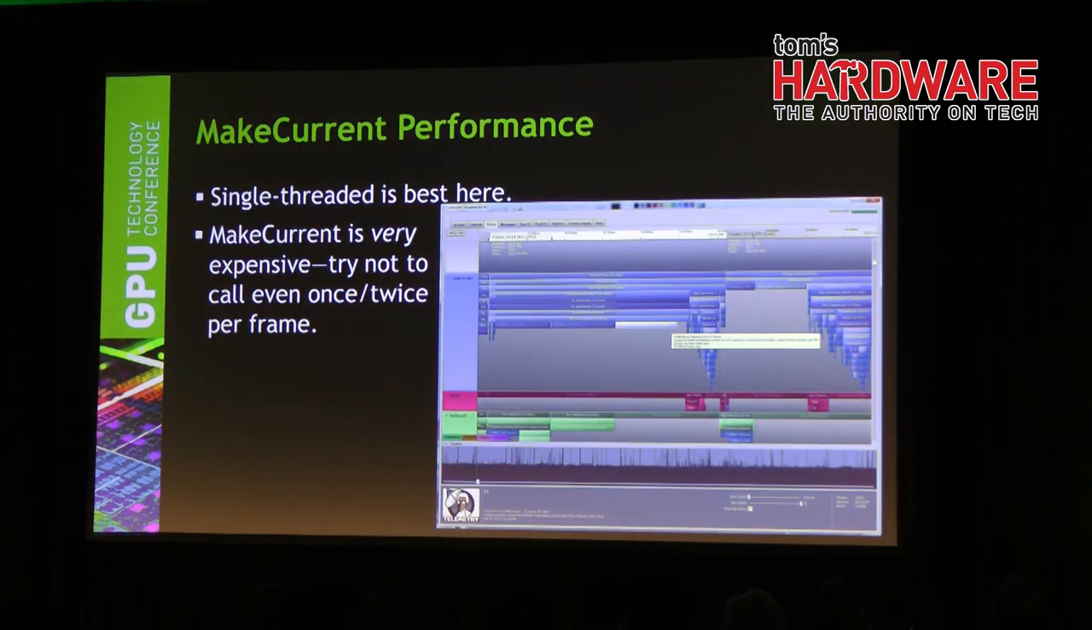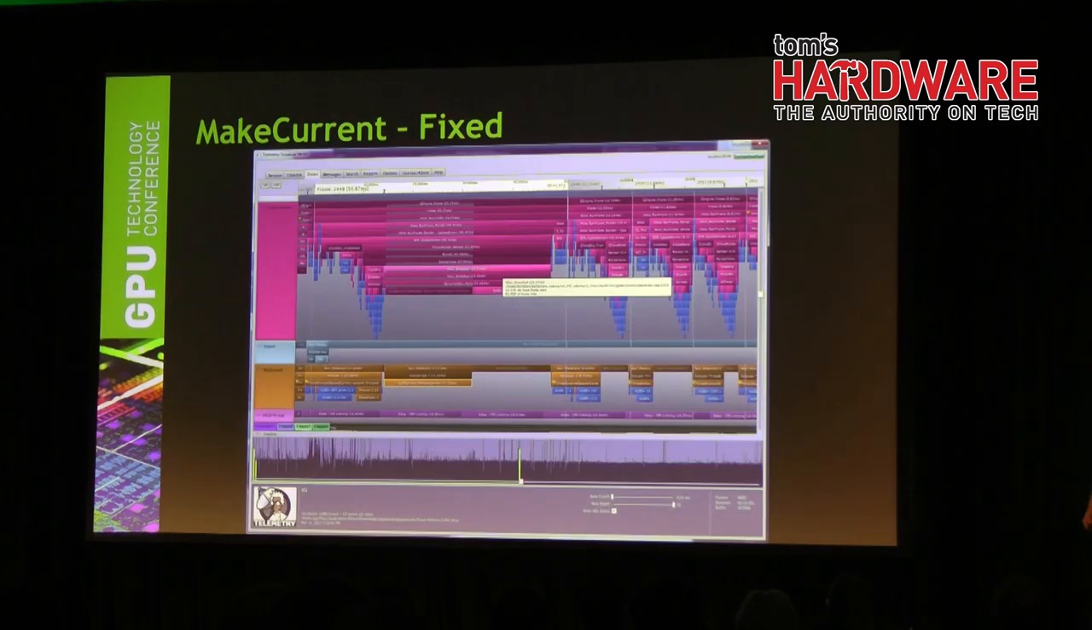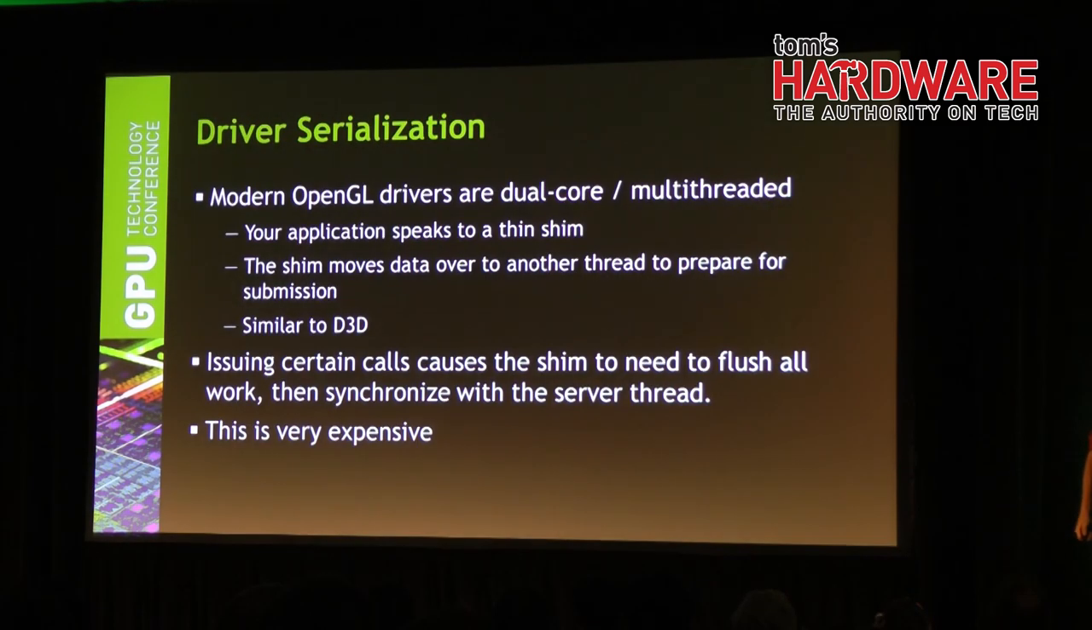MakeCurrent also can be a pretty significant perf cost. In this case, we're looking at a frame that's got about 20 milliseconds of time just doing a make current. Make current can be really expensive, so you really want to avoid calling make current at all after the beginning of time. So single threaded is really the best thing to do. And then once we fix make current, our stacks will be more reasonable.